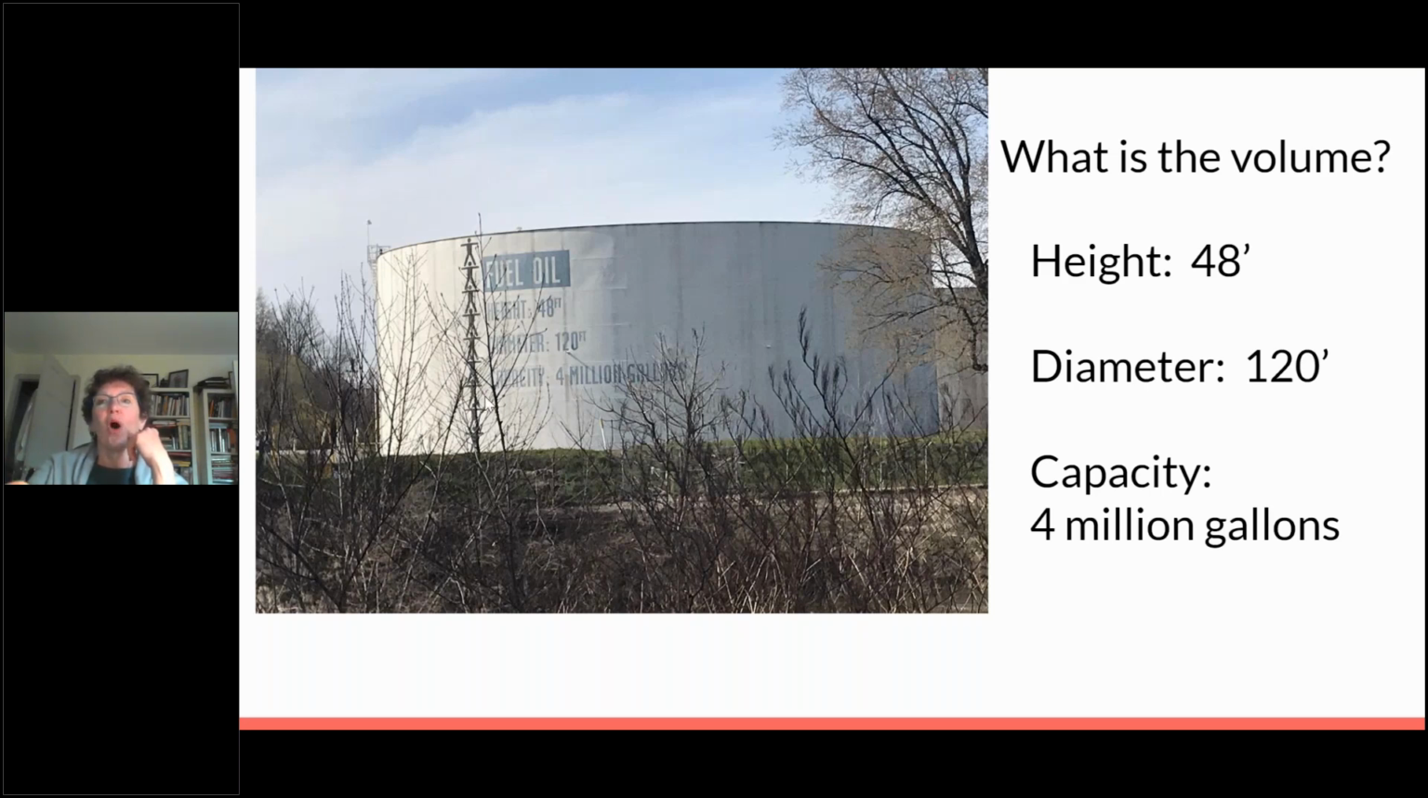It tells you also what the capacity is. What kind of shape is that? What shape is it? It's a cylinder, isn't it? It is a cylinder. Okay.